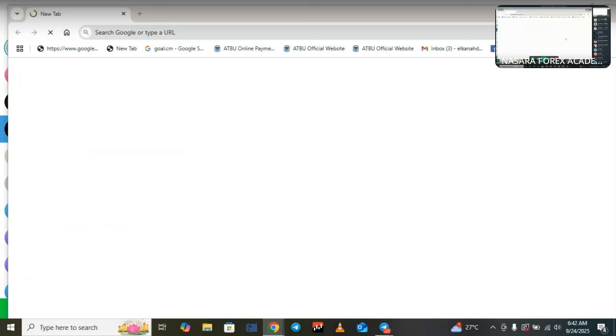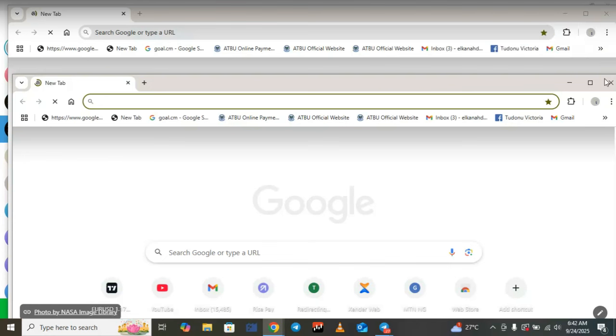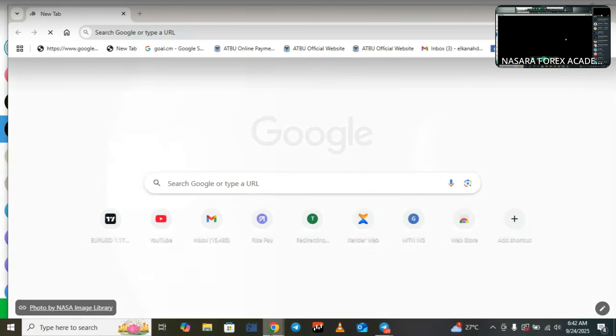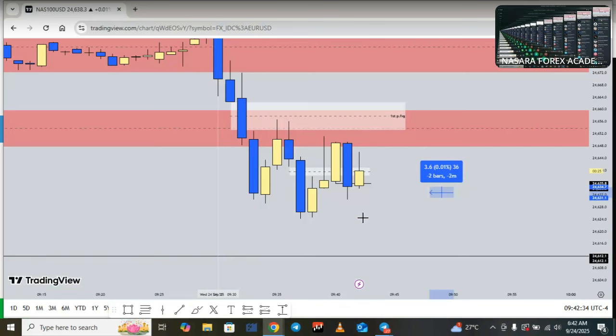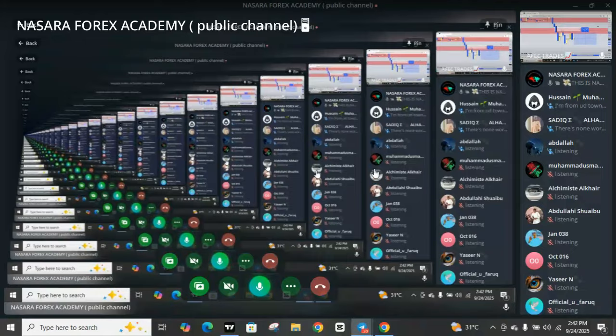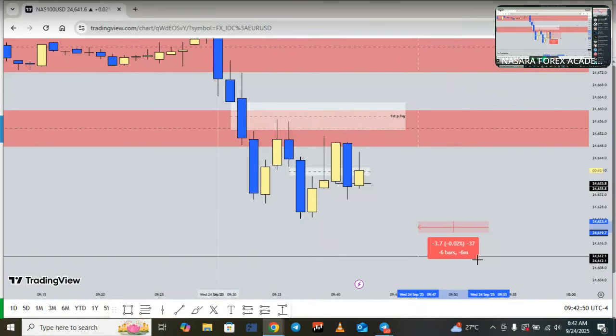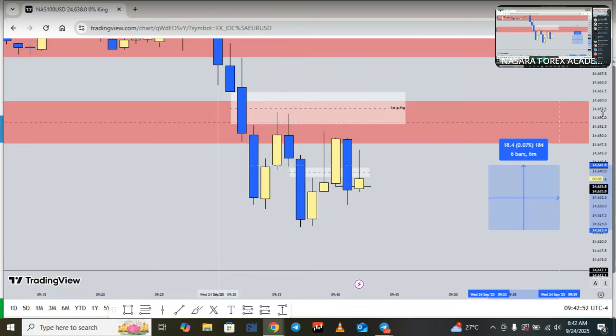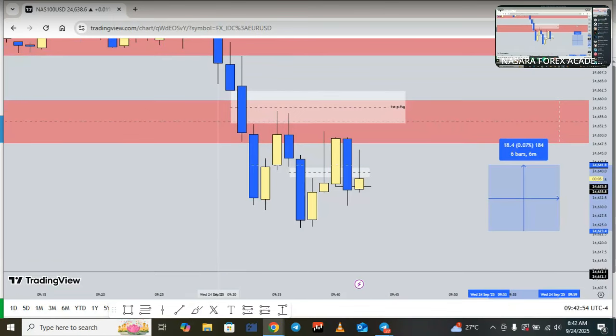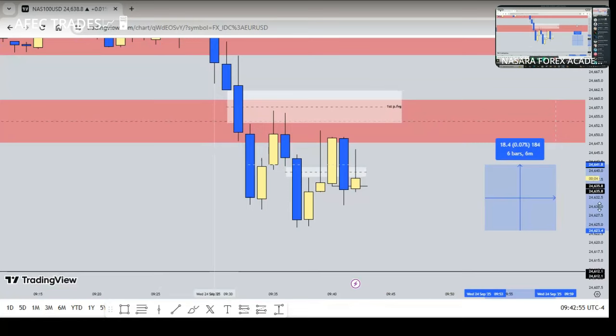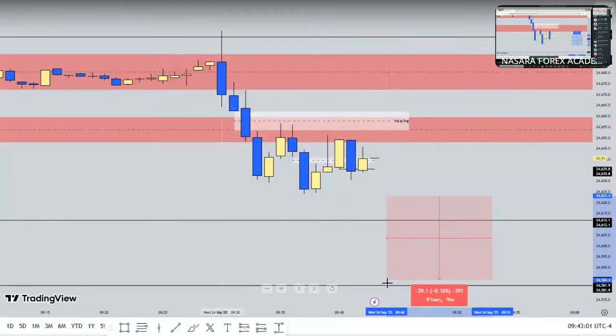My stop loss. So what's this? Which my stop loss will be above this high, right? Will be above this high. And then I will be targeting these my liquidity areas. My first target will be here, and then the second target will be here.